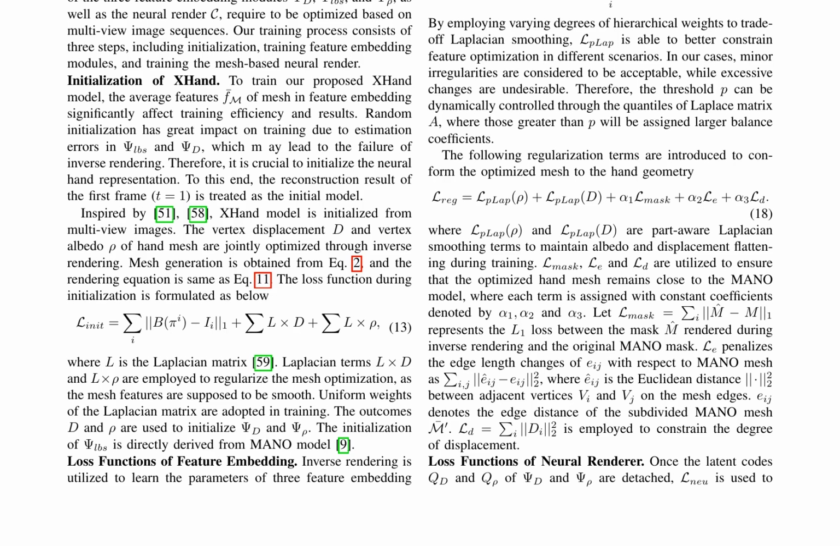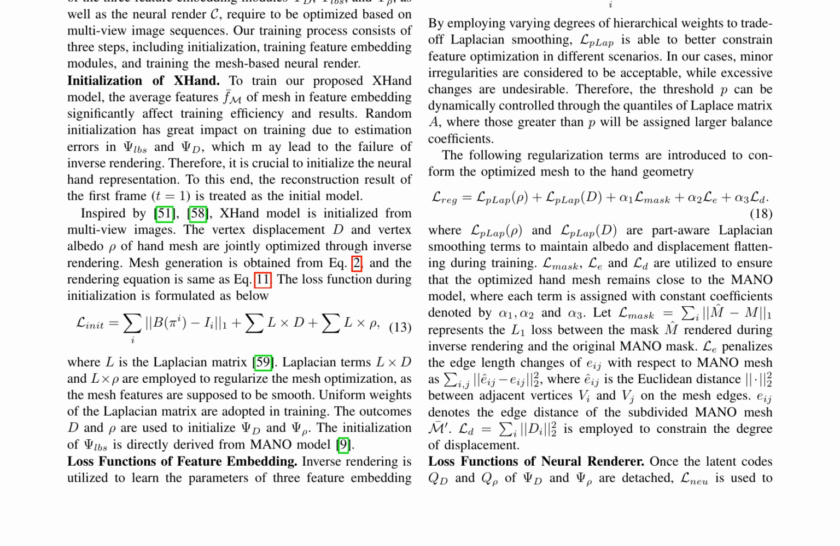The regularization terms L_REG also include L_Mask, L_L, and L_D, which ensure that the optimized hand mesh remains close to the mono model. L_Mask is the L1 loss between the mask rendered during inverse rendering and the original mono mask, while L_L penalizes the edge length changes of the mesh edges, and L_D constrains the degree of displacement. Once the latent codes q_d and q_rgb of the feature embedding modules are detached, the loss function L_NU is used to train the neural renderer C.